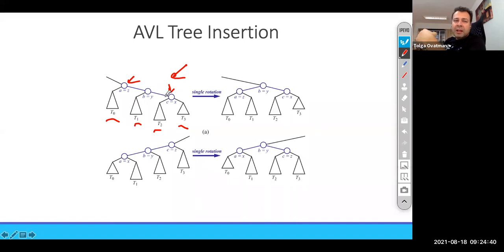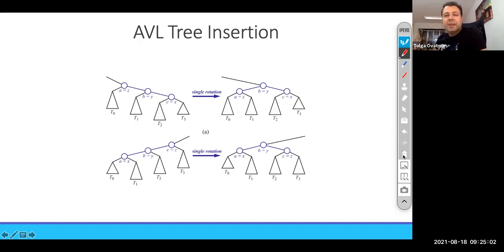So everything apart from this imbalance is already balanced, because your assumption is like induction. Your assumption is I already balanced my tree before this imbalancing has occurred. So everything else, all the other trees in my tree, is already balanced.